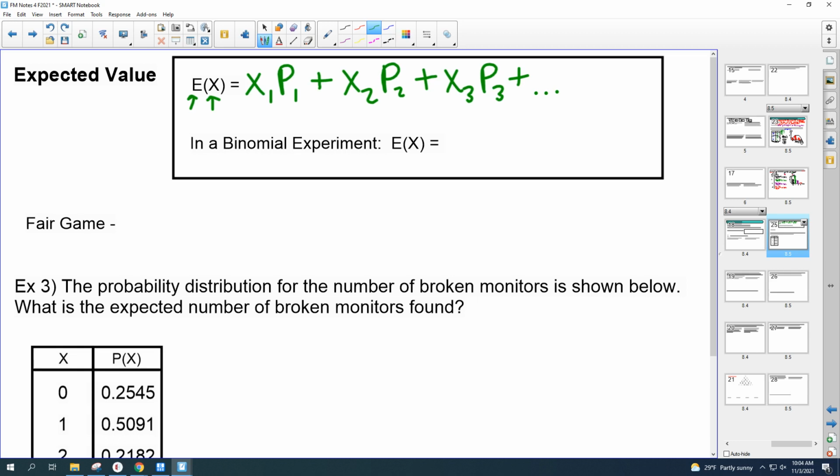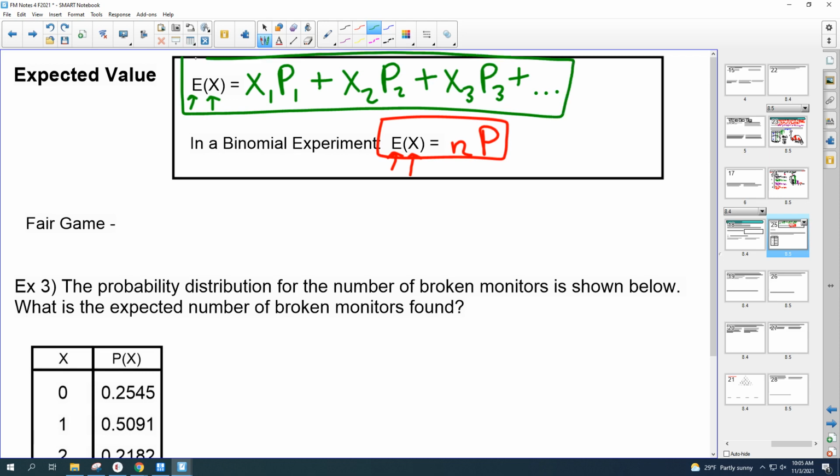It's a little bit easier if it's a binomial experiment. If it's a binomial experiment, the expected value of the random variable is just n times p. So this one's easier, but you can't use it all the time. You can use this one all the time. This one always works. The red one only works if it's a binomial experiment. Fair game. It's fair if the expected value is 0.